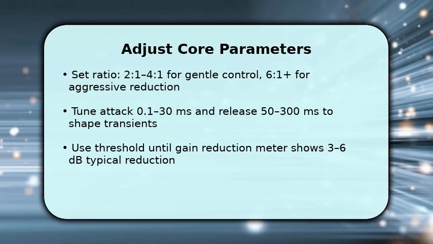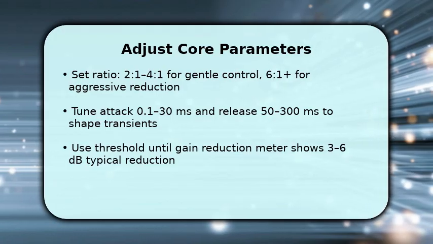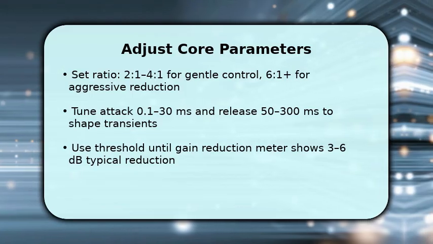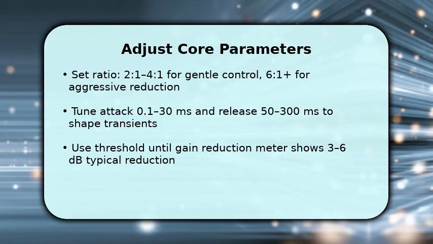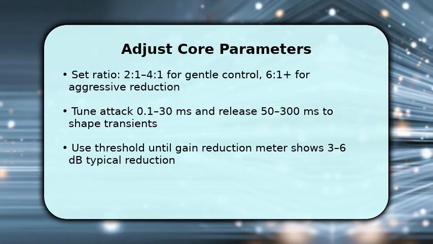You now focus on the core controls: threshold, ratio, attack, and release. Start by dropping threshold until the gain reduction meter reads about 3 to 6 dB. This gives audible control without squashing dynamics. Then pick a ratio, 2 to 1 for natural tightening, higher for more obvious compression.